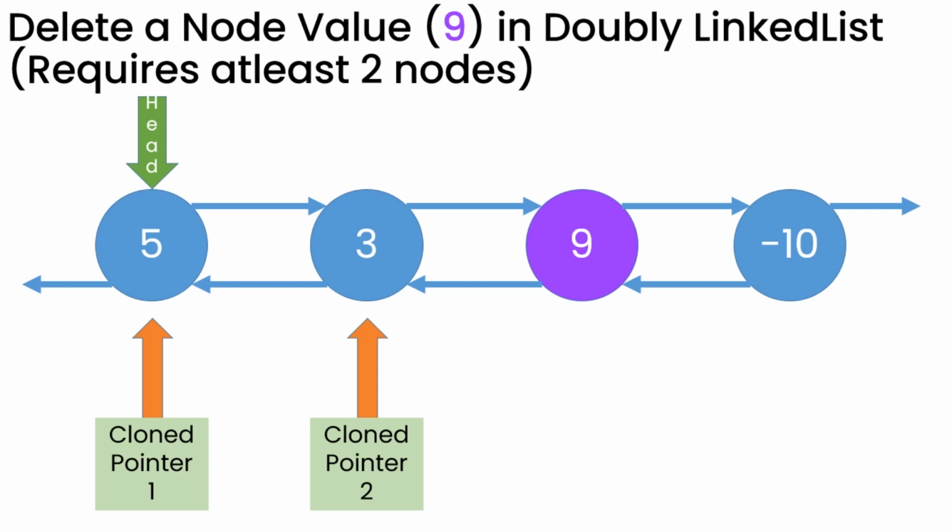Alright, let's talk about how we can delete a node in a double linked list. This algorithm is required to have at least two nodes, so that's the same edge case we have in our single linked list. We're just going to check if the next element of our head pointer is null or not null.